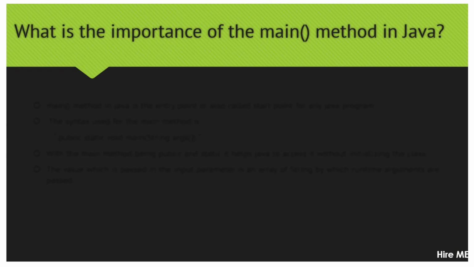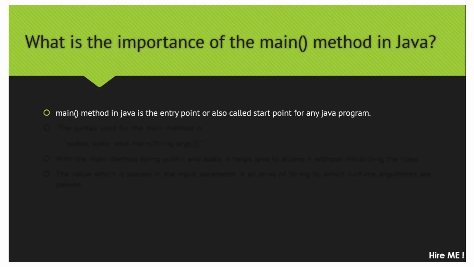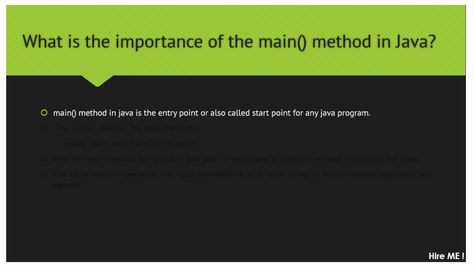Moving on to our next question. What is the importance of the main method in Java? Let's understand what a main method is first, and then we'll understand its importance. The main method in Java is nothing but the entry point or the start point for any Java program. Whenever you write a Java program, the main method is the start point of it.